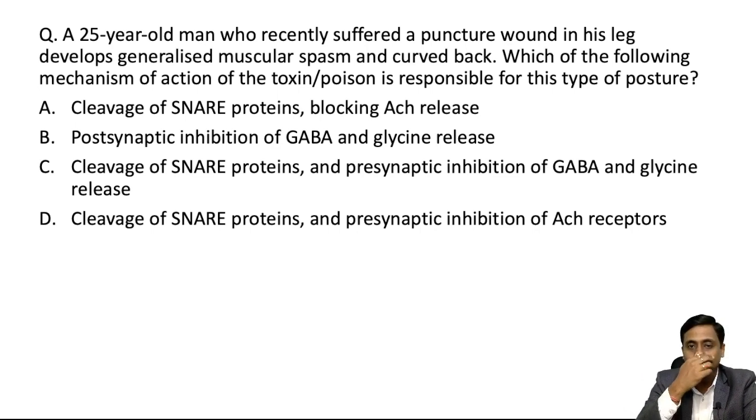So the next MCQ: a 25-year-old man who recently suffered a puncture wound in his leg developed generalized muscular spasm and curved back. Which of the following mechanisms of action of the toxin or poison is responsible for this type of posture? So there is a history of a punctured wound. Okay. And then the development of generalized muscular spasm and curved back.